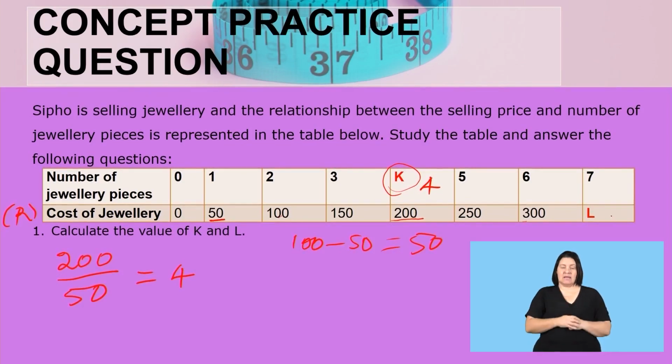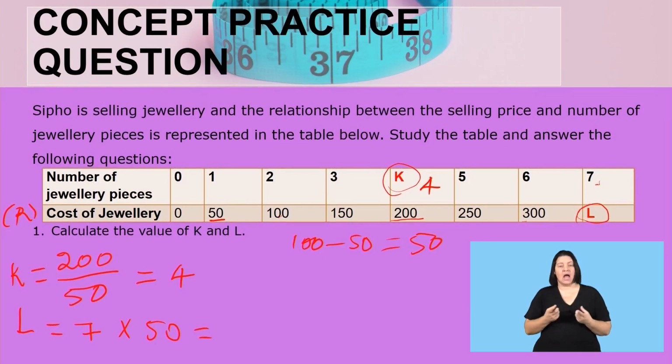And let us answer the next question. The value of L. Before you can answer, just ask yourself, what does this symbol represent? So in this case, L represents the cost for 7 pieces of jewelry. So now, this was the value of K. To find the value of L, because one piece costs 50 rand, for 7 we will say 7 multiplied by 50 rand.